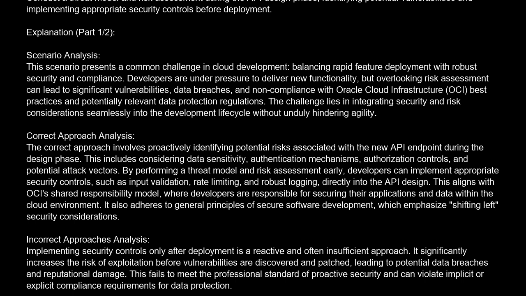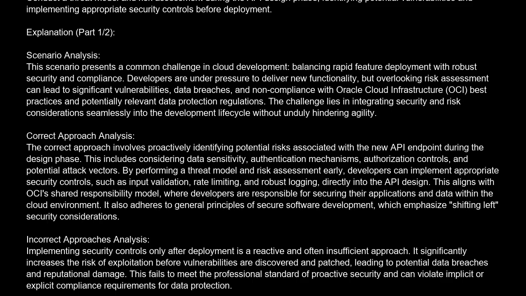Incorrect approaches analysis. Implementing security controls only after deployment is a reactive and often insufficient approach. It significantly increases the risk of exploitation before vulnerabilities are discovered and patched, leading to potential data breaches and reputational damage. This fails to meet the professional standard of proactive security and can violate implicit or explicit compliance requirements for data protection.